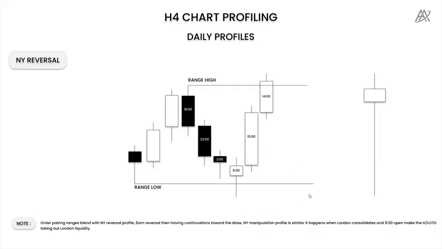In this one, it's similar to this, but in the New York manipulation profile, London typically consolidates, and we typically make the high and low of the day on the 9:30 open. London consolidated and 9:30 just takes out those consolidation lows, and we trade away from that level. So that profile is New York manipulation, similar to this, but a little bit different as well.